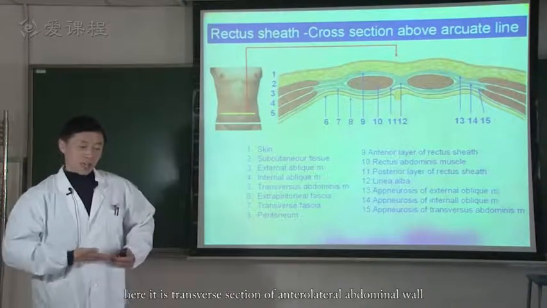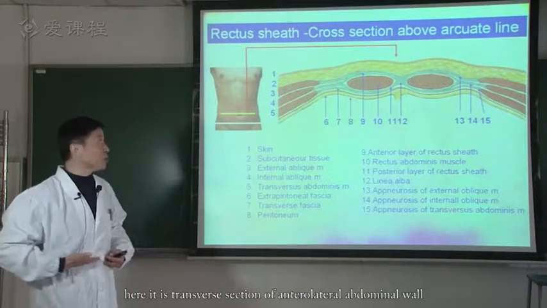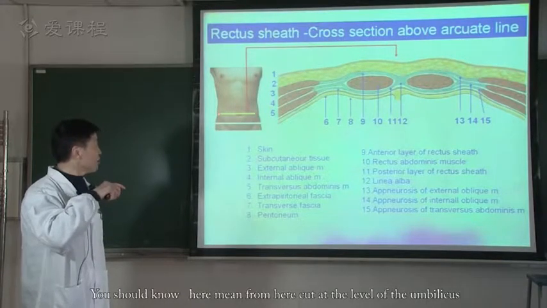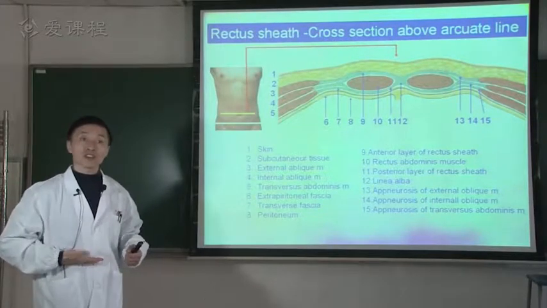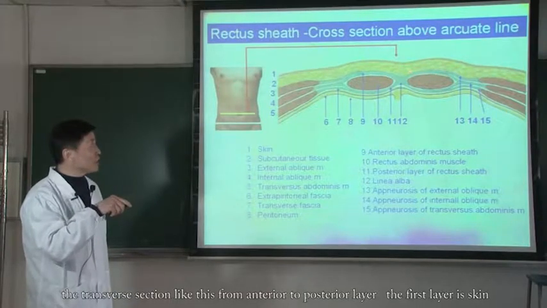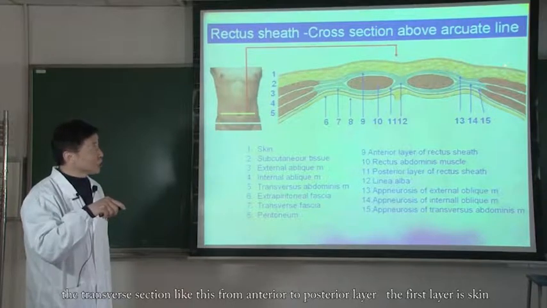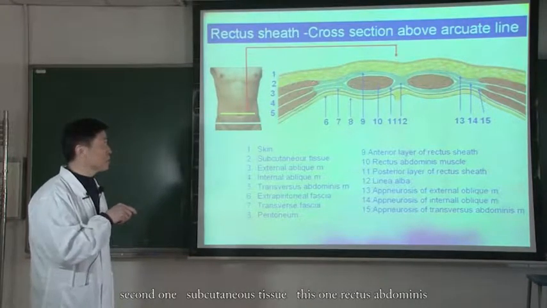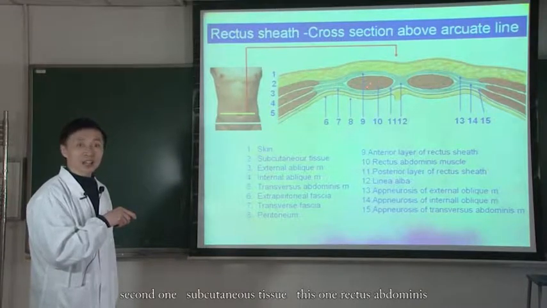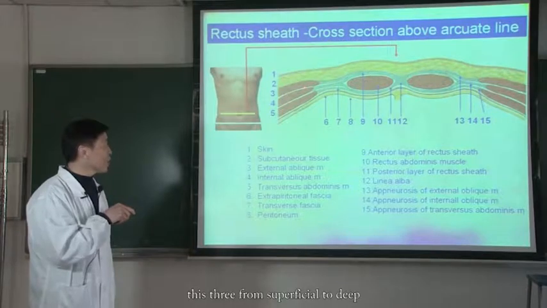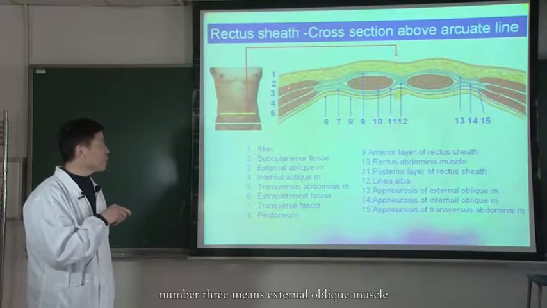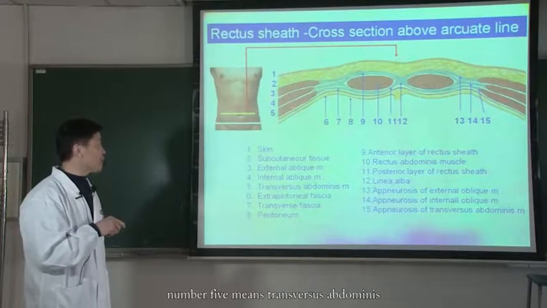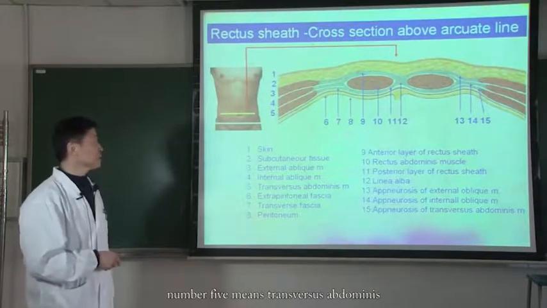Here is a transverse section of the anterolateral abdominal wall. You should know, here, cut at the level of the umbilicus. If we cut a transverse section like this, from anterior to posterior, the first layer is the skin. Second one, subcutaneous tissue. This one, rectus abdominis. This is three, from superficial to deep. Number three, external oblique muscle. Number four, internal oblique muscle. Number five, transverse abdominis muscle.